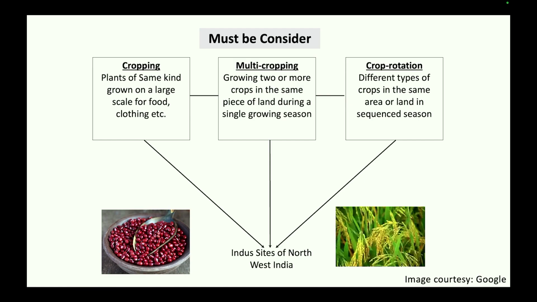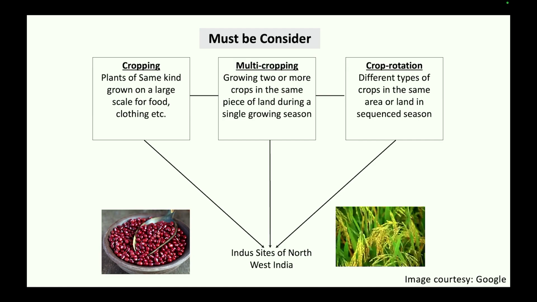We already saw that northwest India is very fertile and originated many rivers, so this land is very suitable for agricultural activity. Harappans were involved in cropping, multi-cropping and crop rotation activities. Let me clear up all three terminologies.